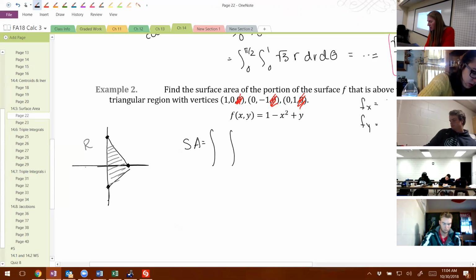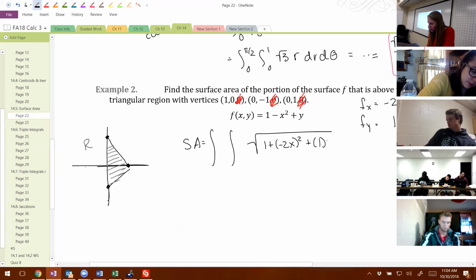What is the partial with respect to x for this problem? Negative 2x. And partial with respect to y? 1. So for our integrand, we're going to have 1 plus negative 2x squared plus 1 squared. We'll go ahead and just keep it dy dx. If you like dx dy better, that's fine. Doesn't really affect things too much in this problem.